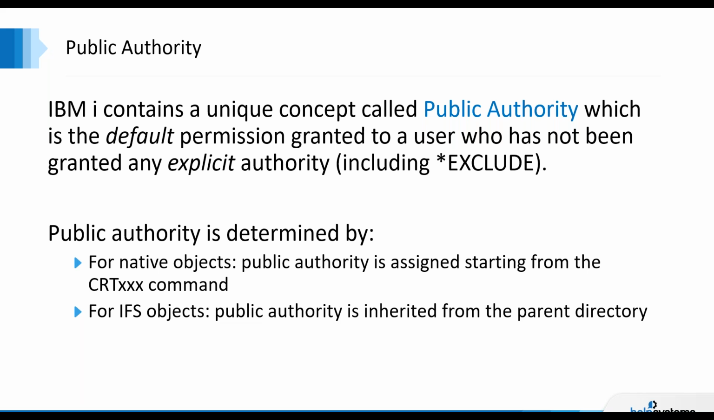Now, when we create an object, the public authority tends to be assigned based on the create command that is used. That's especially true for native objects: physical files, data areas, RPG or COBOL programs. The public authority is going to be garnered from the create command that is relevant to that object. If, however, it's an IFS-based object, or what we call a stream file, public authority is typically inherited from the parent directory in which that object is created. Okay. This is what it looks like for native objects.